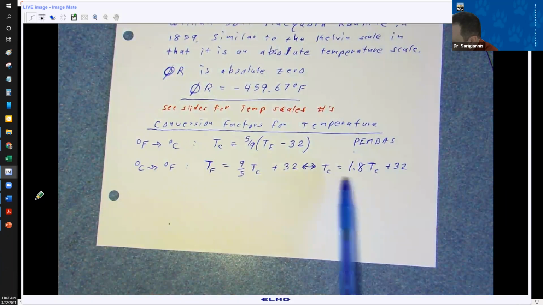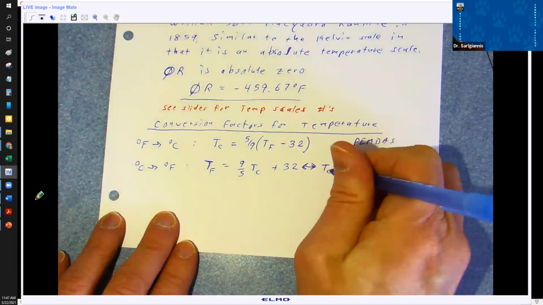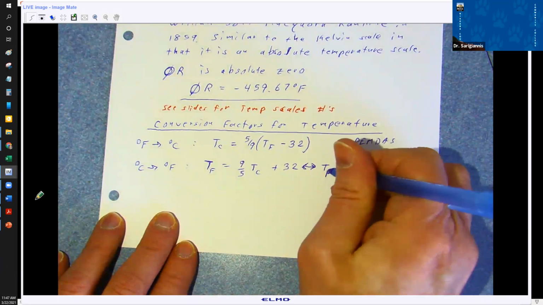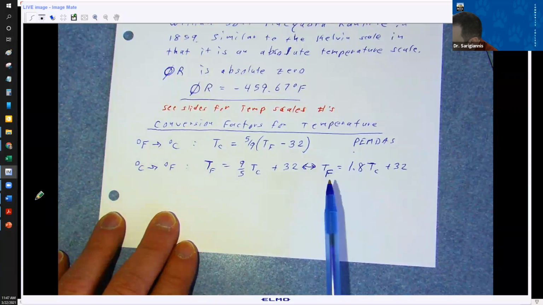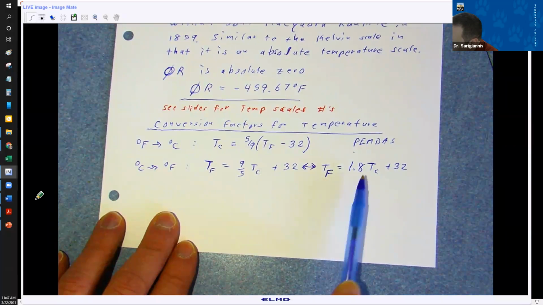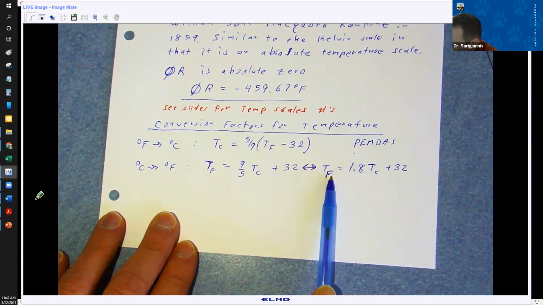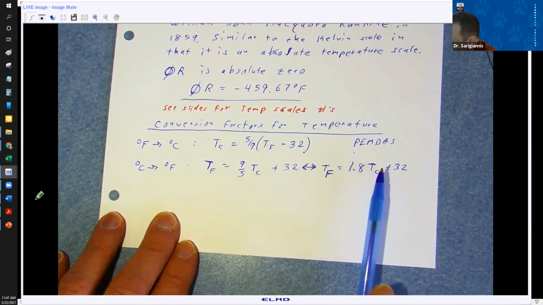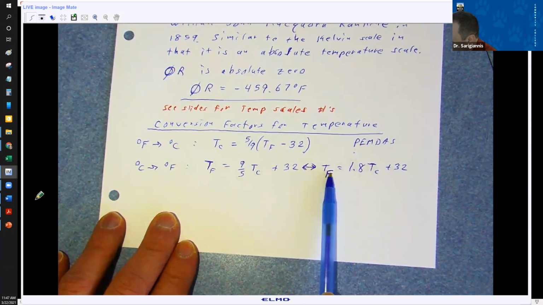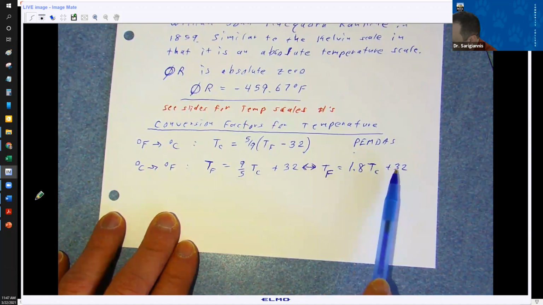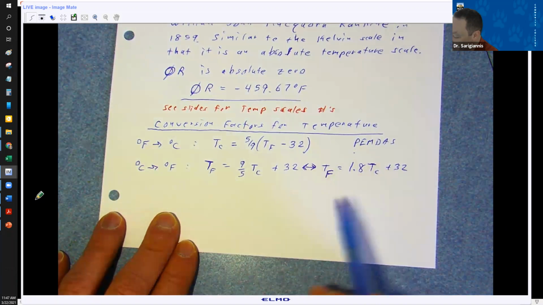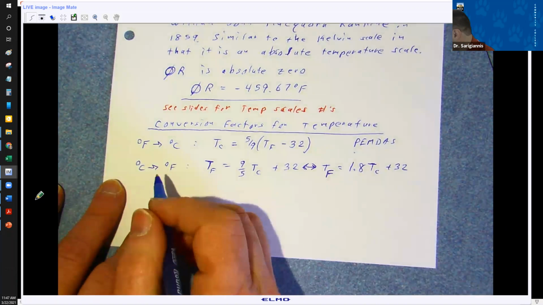So this is telling you for every, oops, that's an F, TF. Sorry. Did I write this correctly? I did, yes. Every degrees Fahrenheit is 1.8 degrees C plus 32. Right, that's your correlation, your relationship.